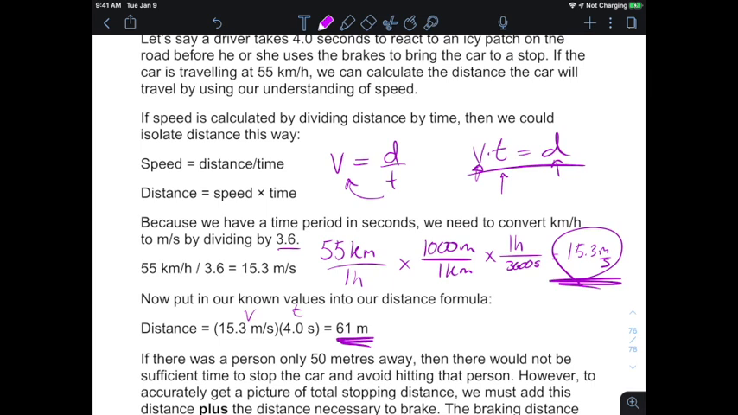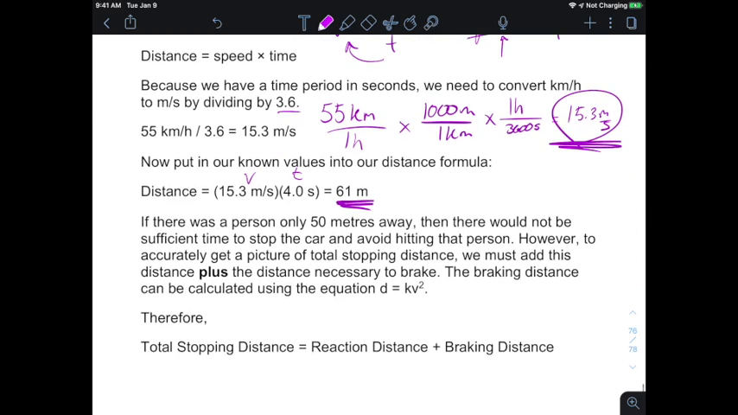If it takes you a whole 4 seconds to look up from your phone, or from a conversation, or from your radio or your stereo where you're changing a CD or changing a station, that 4 seconds just cost you 61 meters of braking distance. And that's before we applied the brakes. So if there was a person only 50 meters away, then there would not be sufficient time to stop the car and avoid hitting the person. 50 meters, that's pretty far.